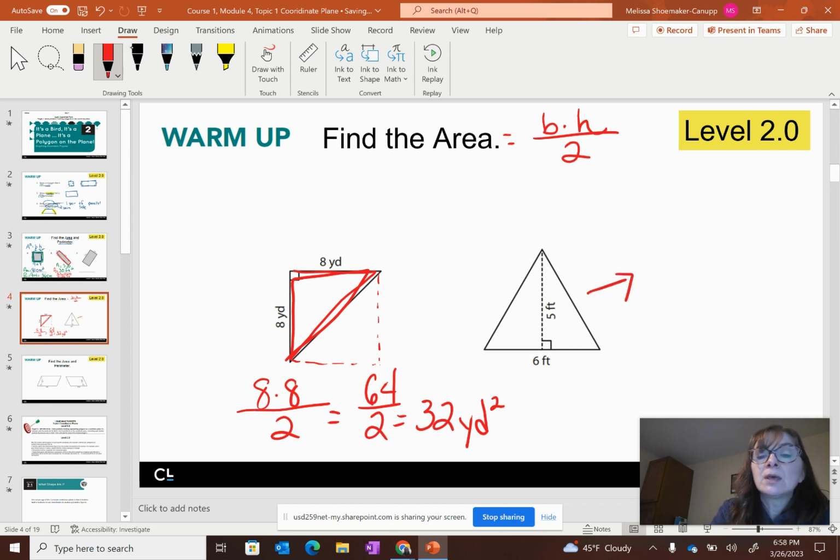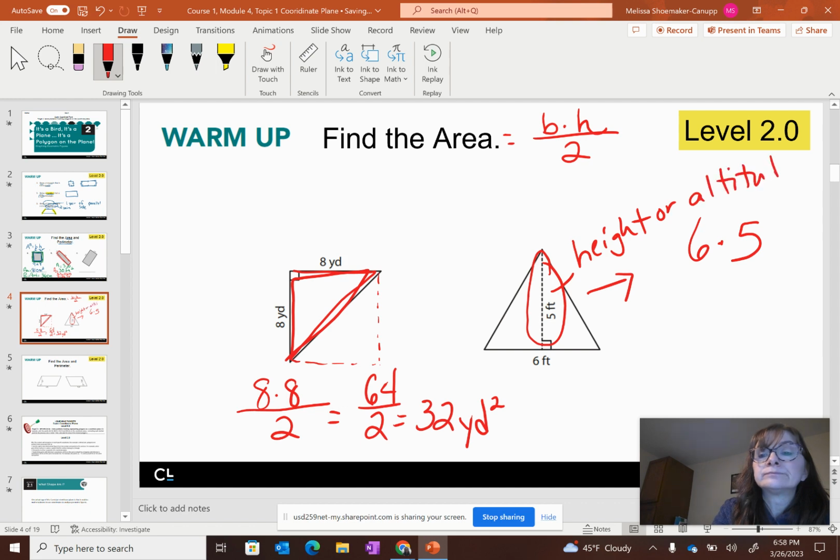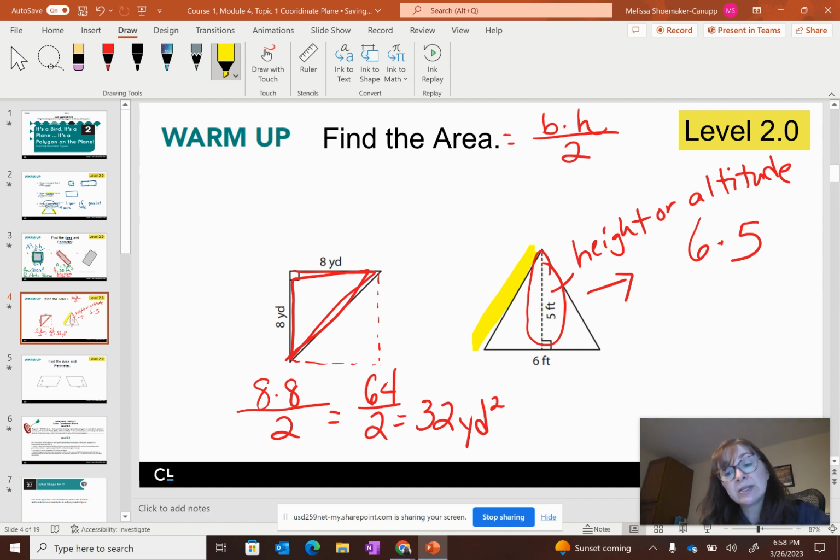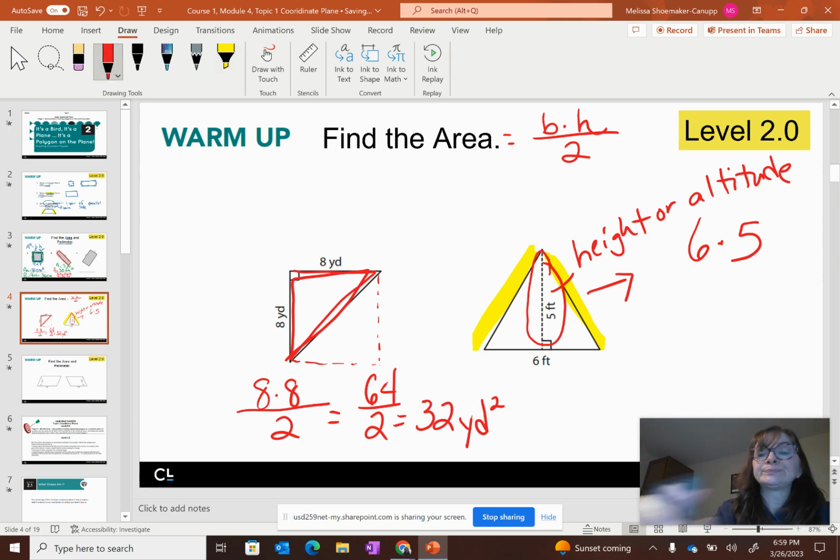Okay. 6 times 5, remember this is the height or the altitude. I want you to pay attention because if you know the height of this, you're going to need that for the perimeter. That's why I didn't have you find the perimeter on here, is I didn't give you these lengths. That's not what you need for area. You need to know how tall it is. Those slanty sides are going to be longer. 6 times 5 divided by 2.